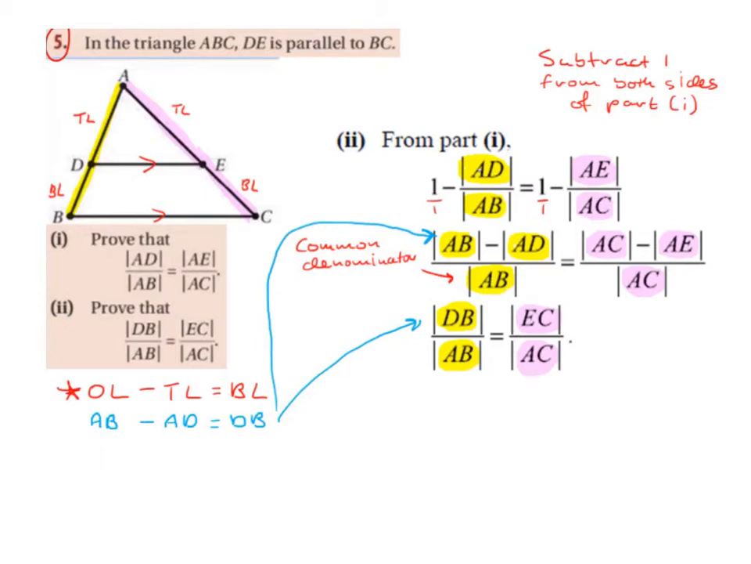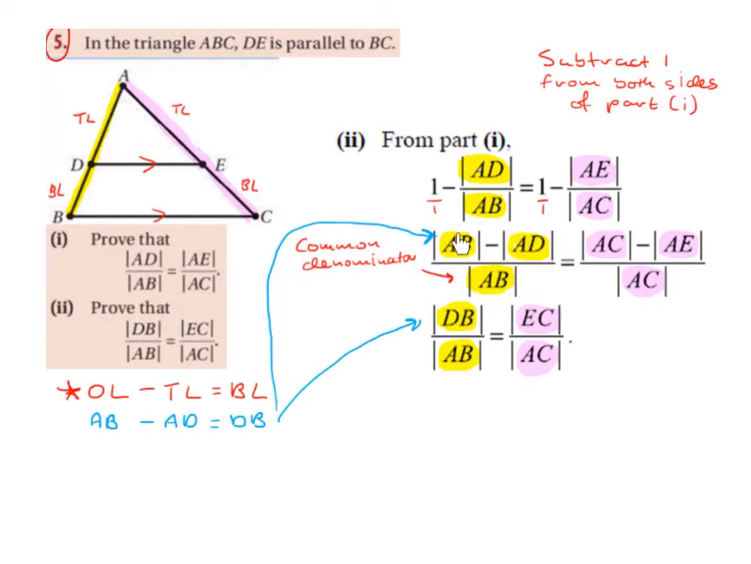Then I'm going to do the same on the right hand side of the equal sign. My denominators are 1 and AC, so my common denominator is AC. 1 into AC leaves AC, and AC multiplied by 1 is AC. Then AC into AC goes once, and 1 multiplied by AE leaves AE. So 1 over 1 minus AE over AC leaves me with AC minus AE over AC.